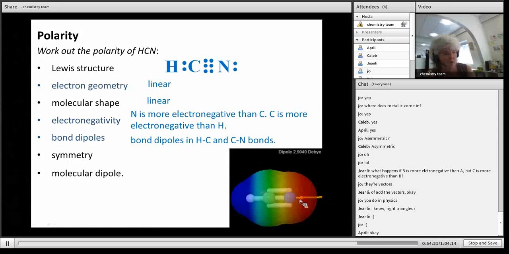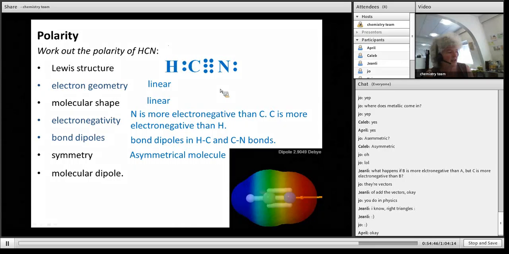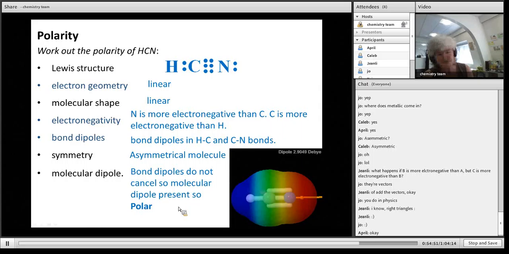Sorry, I had to chop it off to try and fit in. And it's an asymmetric molecule because although I can chop it in half like this, and this top half looks the same as this bottom half, if I chop it vertically, the H is not the same as the N. So it's asymmetric, and so the bond dipoles do not cancel out. Please don't say the bonds don't cancel out. It's not the bonds, it's the separation of charge, not the sharing of electrons, that cancels out. So make sure you say the bond dipoles do not cancel out.